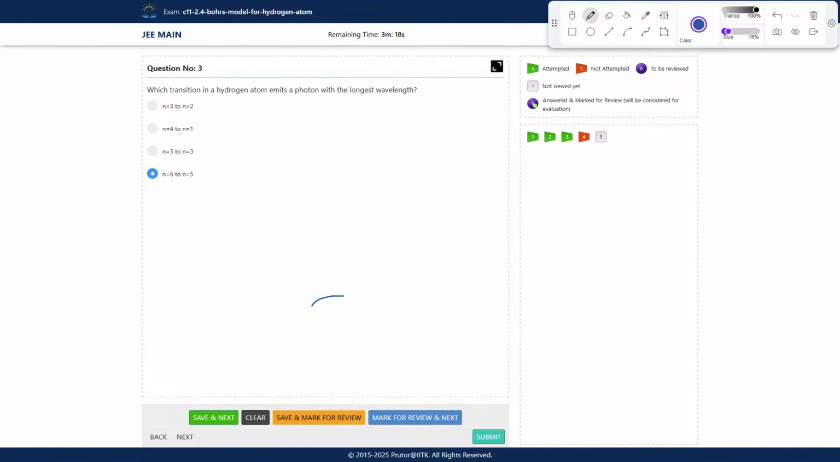If you see the first orbit, it is n equals 1. Then comes n equals 2, then n equals 3, then n equals 4, then 5. Now what can you observe in my drawing? Do you see any change? On moving from n equals 1, yes, the distance is decreasing. I am representing it with the help of the distance. Here, the energy difference is decreasing.